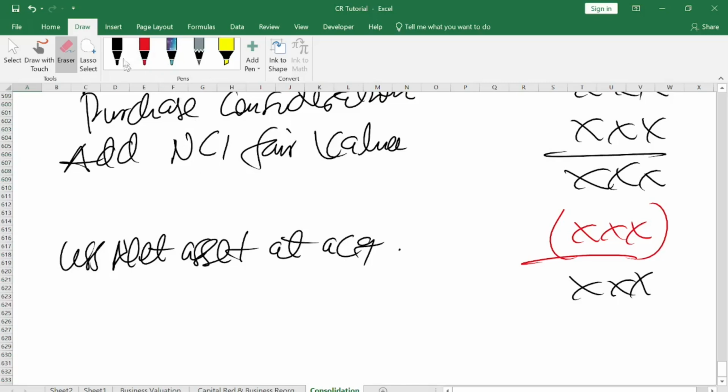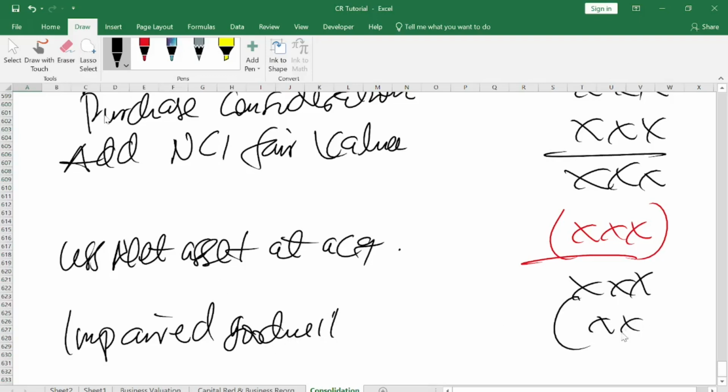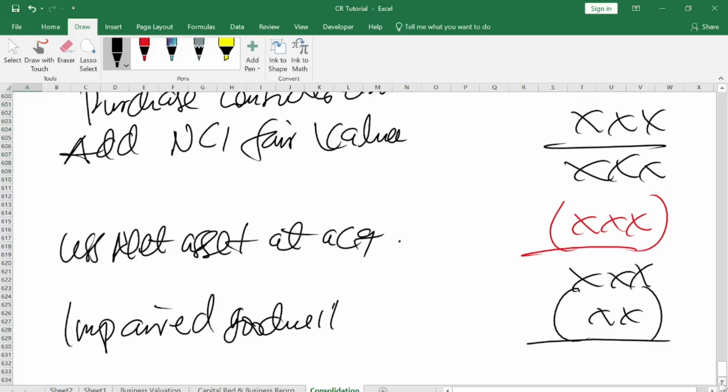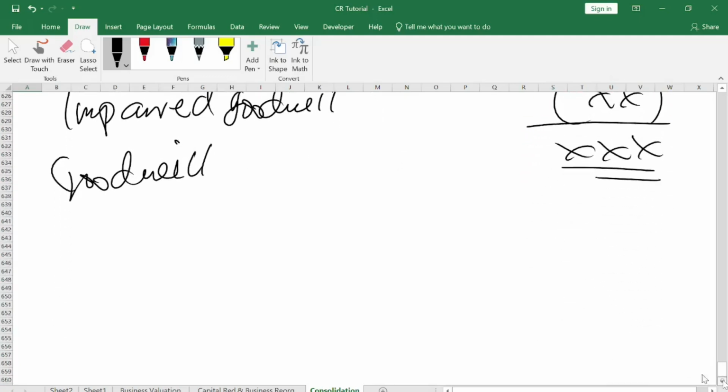When you get the goodwill, this goodwill can be impaired, right? So you may have impaired goodwill, or you say less impairment. If part of the goodwill is impaired, you come and less it. So whatever you get becomes your true goodwill. Okay, so that is it about the fair value. So if it's the fair value, how do we determine the NCI, non-controlling interest?